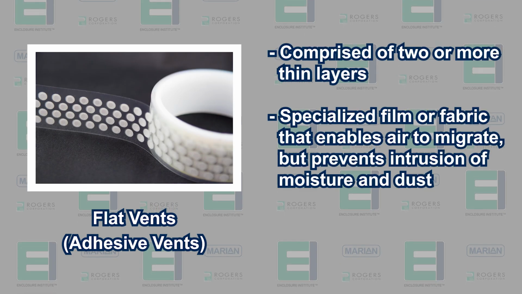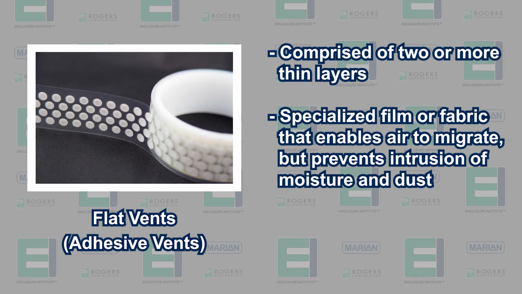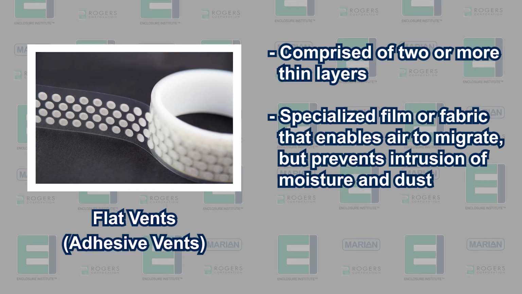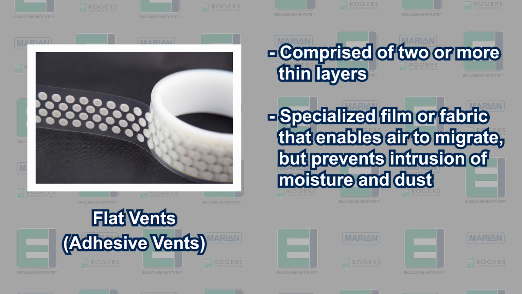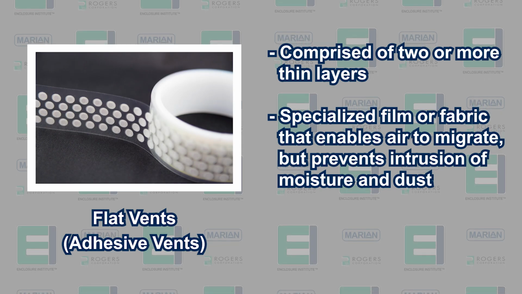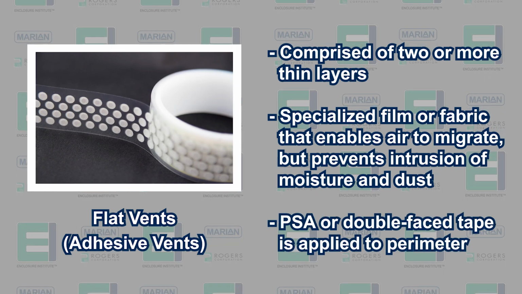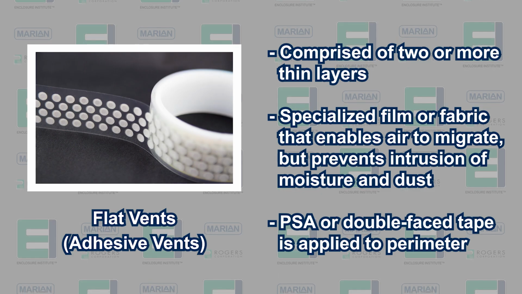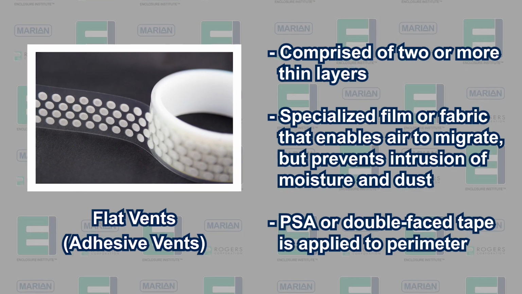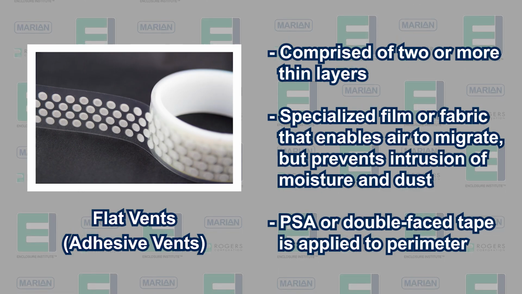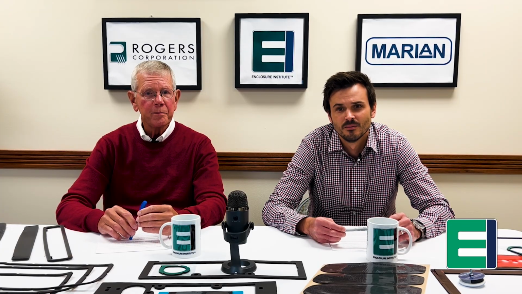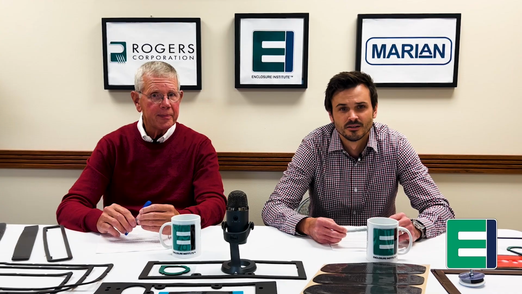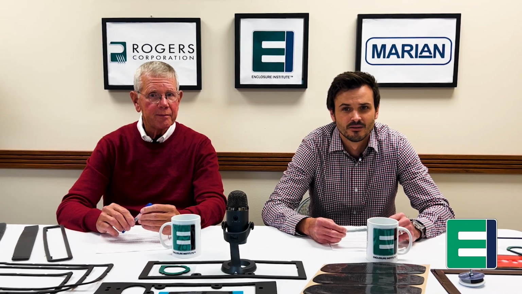The key ingredient is a specialized film or fabric that enables air to migrate but prevents intrusion of moisture and dust. This material is the central part of the vent, whether that shape is circular or any other. A pressure-sensitive adhesive or double-faced tape is then applied to the perimeter of the shape for bonding to the enclosure's wall. A vent of this design is lightweight and almost invisible.